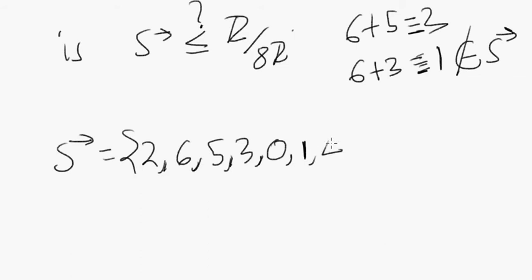So are we going to throw in 4 as well? But if we throw in 4, well, what's 4 plus 3? That's 7. Is 7 in our group? No. Okay, so we're going to throw in 7 as well. All right, what about 7?